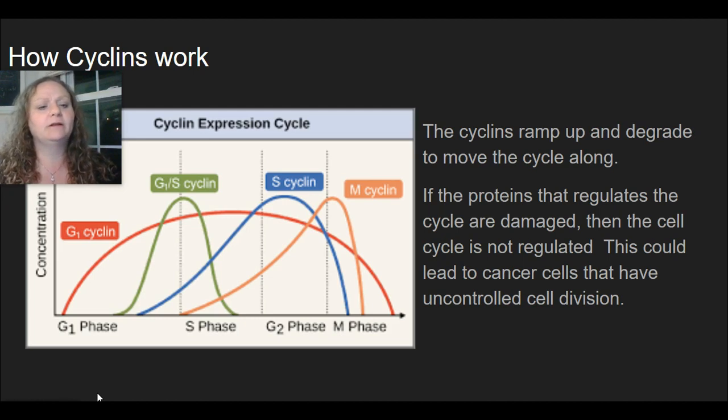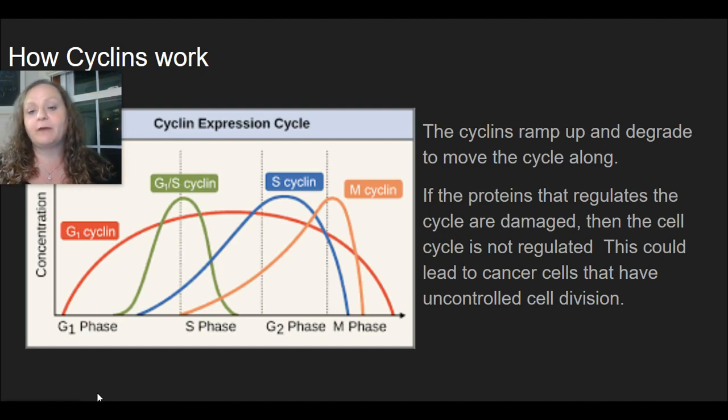The G1/S cyclin, however, is going to ramp up right at the end of the G1 phase, and then it's going to fall off sharply about halfway through the S phase. The S cyclin ramps up starting in the S phase, and it's going to fall off before the M phase. And the same thing with the M cyclin. It's going to do the same idea.